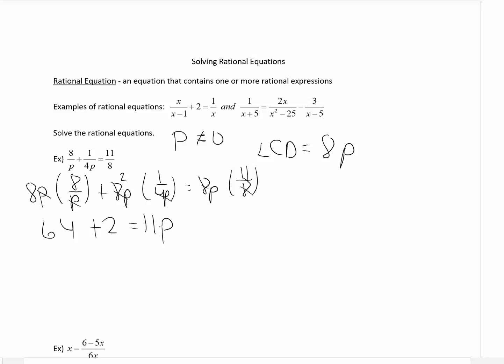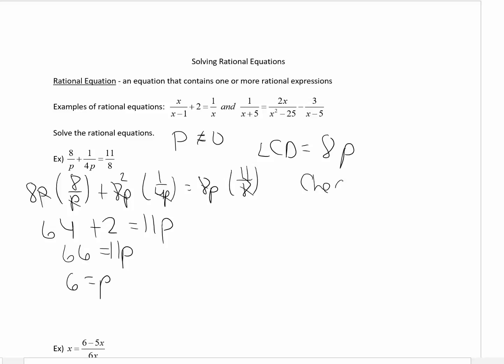Now notice, when we multiply by the LCD, there's no more fractions. So this equation gets a whole lot easier to solve. 64 plus 2 is 66. That equals 11p. Divide by 11, and p is 6.